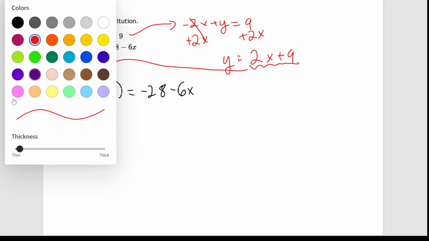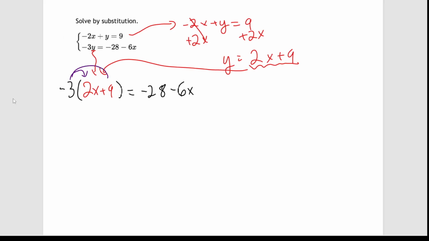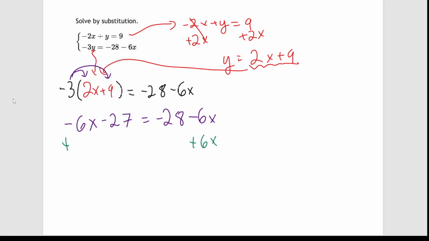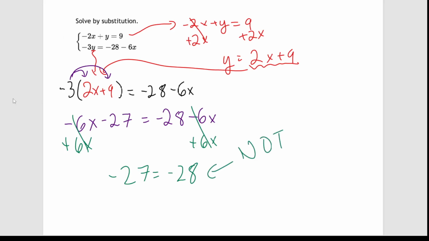Now I'm ready to rock and roll solving for x. So to solve for x, I would first distribute that -3. -3 times 2x gets us -6x. -3 times 9 gets us -27. And then drop down the rest, -28 minus 6x. Now I want to move all variables to one side, so I'm going to add 6x to both sides. -6x plus 6x makes 0 in both cases, and then I'm left with -27 is equal to -28, which is not true. So in this case, this would be no solution, or aka these equations would be inconsistent.